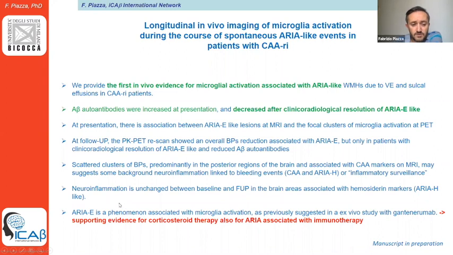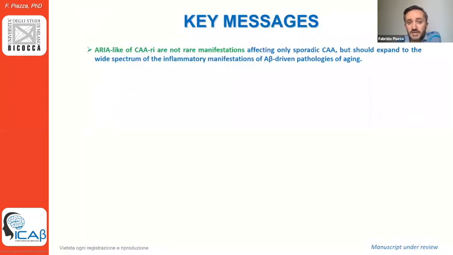So, to conclude, ARIA-like is a phenomenon associated with microglia activation, as previously suggested only by ex vivo study with gantenerumab, and so we provide the first supporting evidence also for the potential use of corticosteroid therapy in patients subjected to immunotherapy who develop ARIA-E.